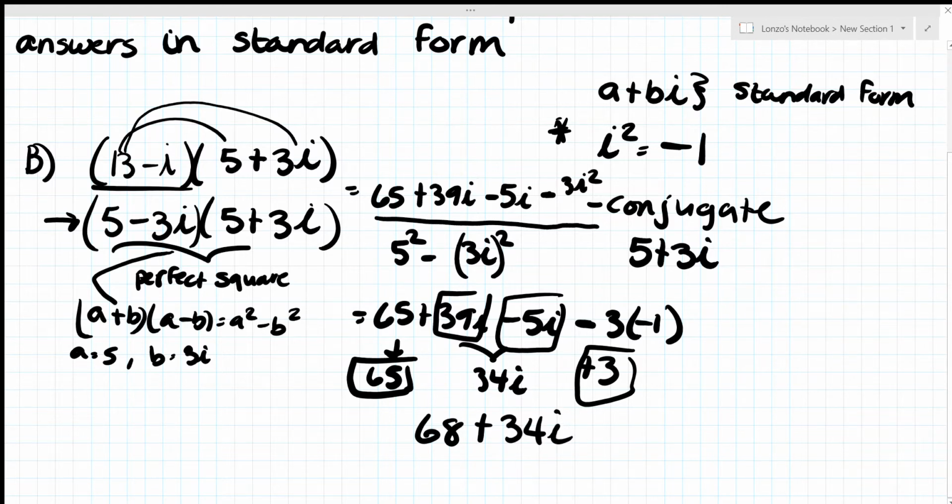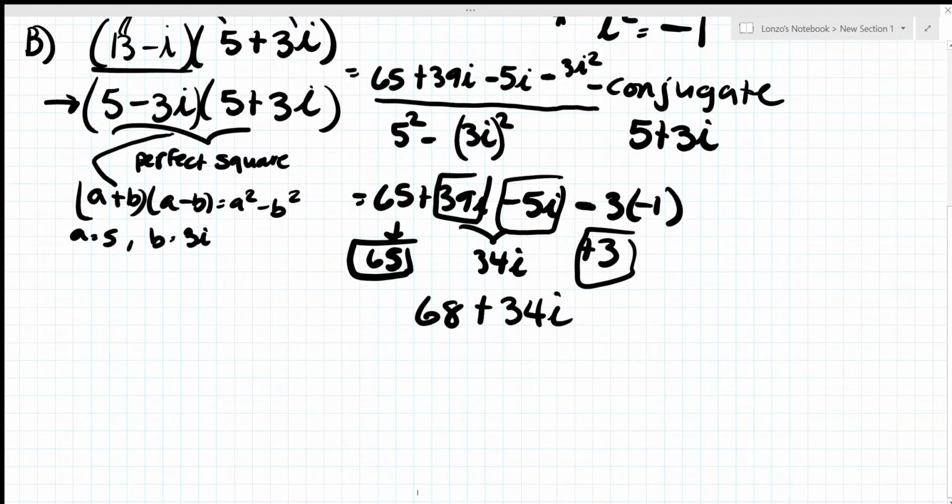That was just our numerator, right? Let's fix, now we got to do the denominator. So 5 squared is 25 minus, okay, so it's 3i squared. So you got to square the i and the 3. So 3 squared is 9, and then i to the second power is i squared.